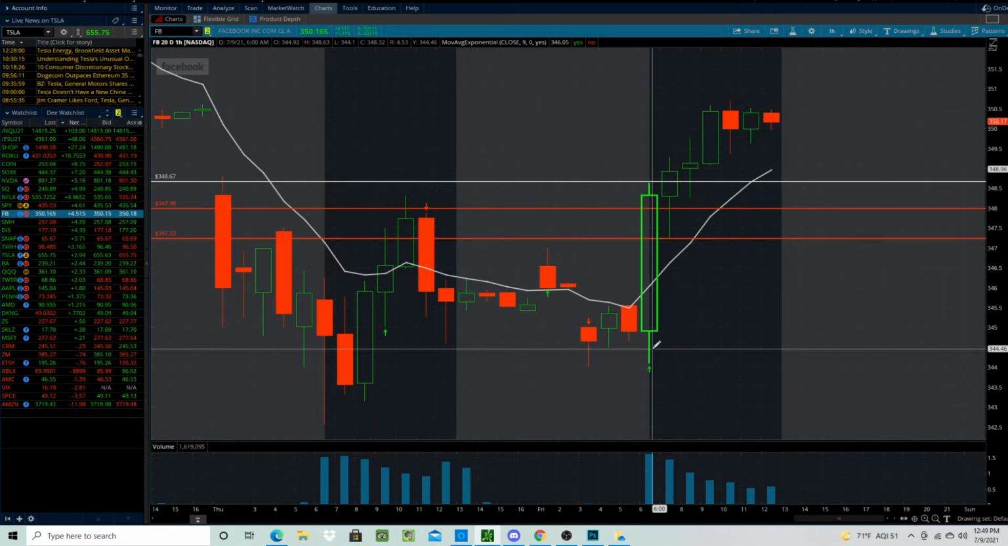So with Facebook, a good way to scale out is every dollar up, take some profits off. Obviously you want to scale out nice and slow, quarter size. Obviously you want to hold a runner.